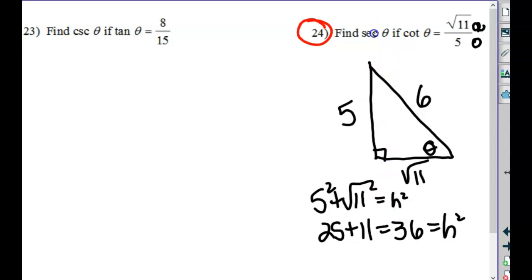Now, what does it want? It wants secant. You just got to be careful where you're working from. So secant is the flip of cosine, and cosine is, right? Adjacent over hypotenuse. So we need to flip that. Hypotenuse would be 6 over adjacent, but it's adjacent to where we drew it. So or if you labeled it over here, it was this A. So 6 over square root of 11.